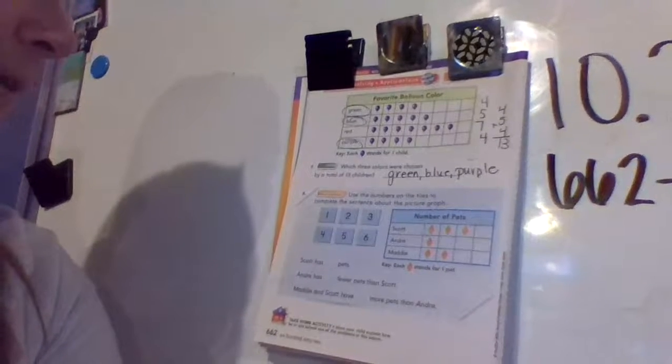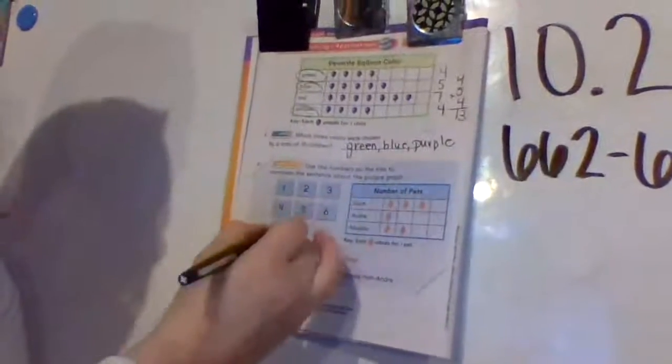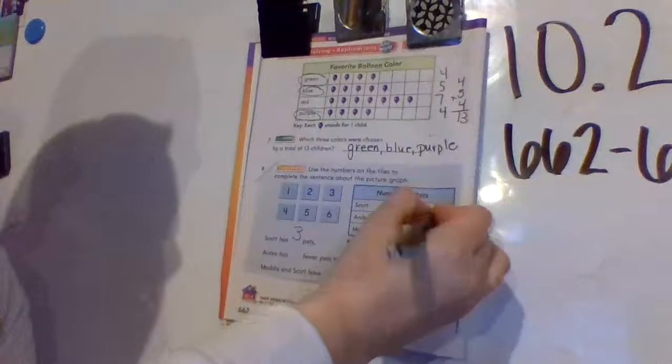All right, number 8, use the numbers on the tiles to complete the sentence about the picture graph. Always read the picture graph, make sure you understand it. Number of pets. We have Scott, Andre, and Maddie. Scott had 3 pets, Andre had 1 pet, Maddie had 2 pets. So how many does Scott have? 1, 2, 3. Andre has blank fewer pets than Scott. So if Scott has 3 and Andre has 1, I'm going to subtract the 2. So he has 2 fewer pets than Scott.